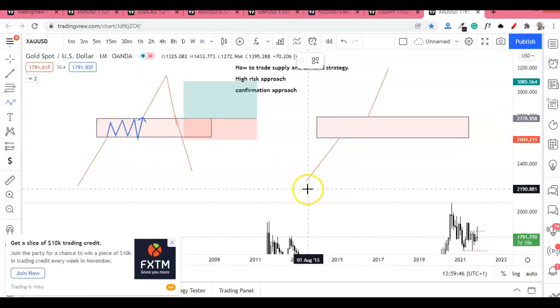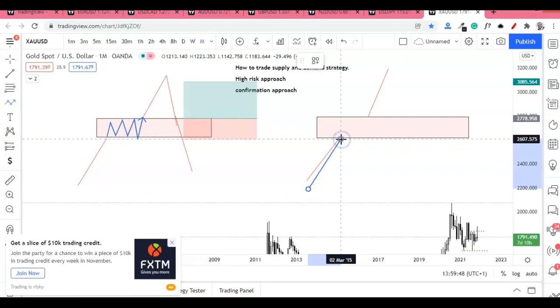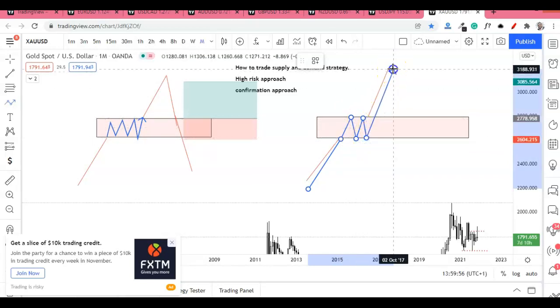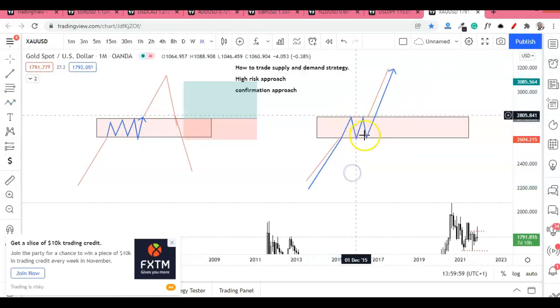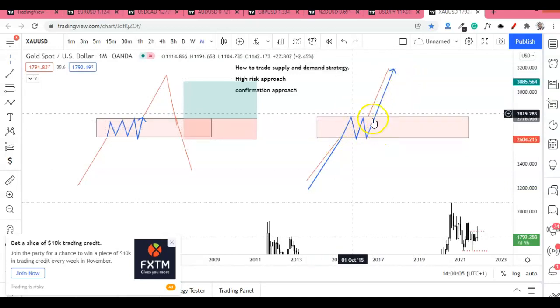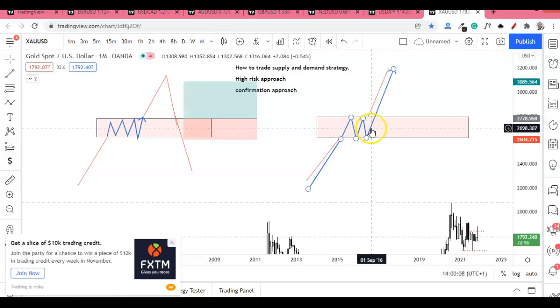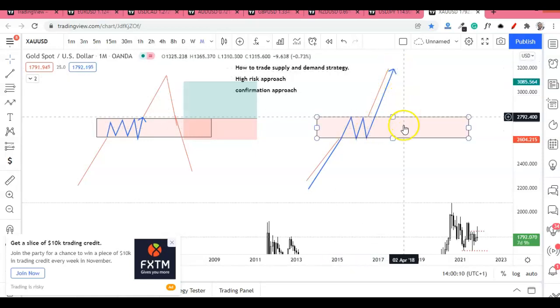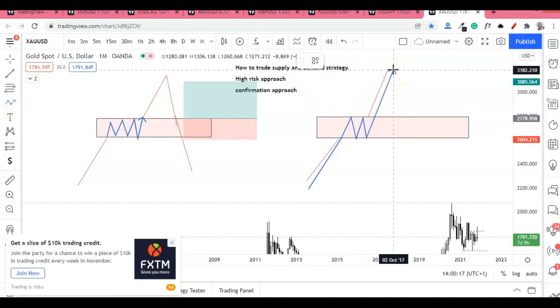Same thing here. Price comes in here, then starts consolidating, then moves upward. Now this consolidation is what we're interested in, because this is where demand and supply were introduced. In this case, demand was introduced in this consolidated area. So whenever price comes into this area, we look for a buy. Now this is how to trade this using the confirmation approach.